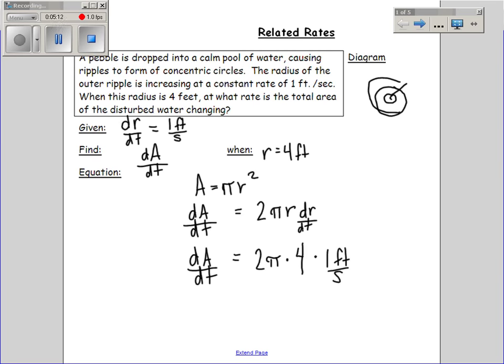At this point, we have all numbers, and we will be able to find that our change in area at exactly 4 feet is going to be 8 pi feet per second. Now keep in mind the change in area is going to be 8 pi feet per second.